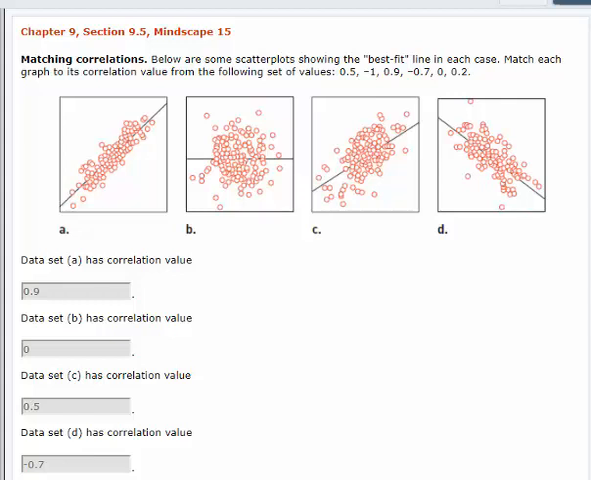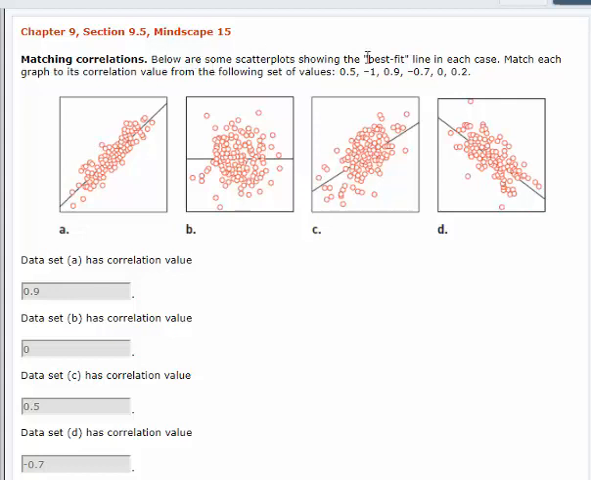Hi class. In this video I want to talk about correlation and the best fit line. This is a problem from section 9.5, Mindscape number 15. We have a bunch of graphs, and each one of these circles represents an individual data point within those graphs.